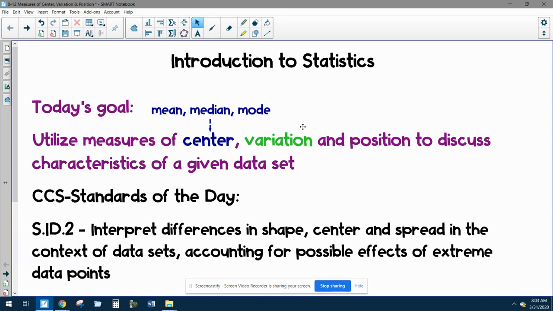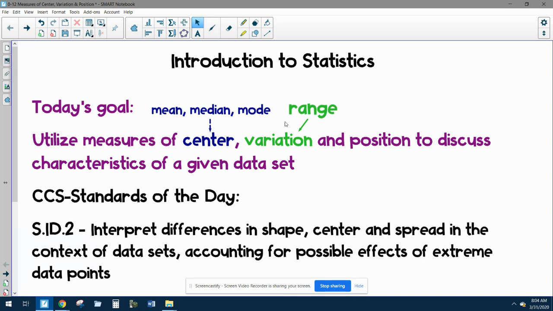And the second thing that we'll look at today is the variation of a data set. And that tells us about how spread out it is. Are those values all really close together? Or are they really far apart? That's something that a measure of center doesn't really tell us. We know where the middle is, but we don't know how far apart everything is. Variation allows us to see that. So those are the four pieces that we're going to look at today.